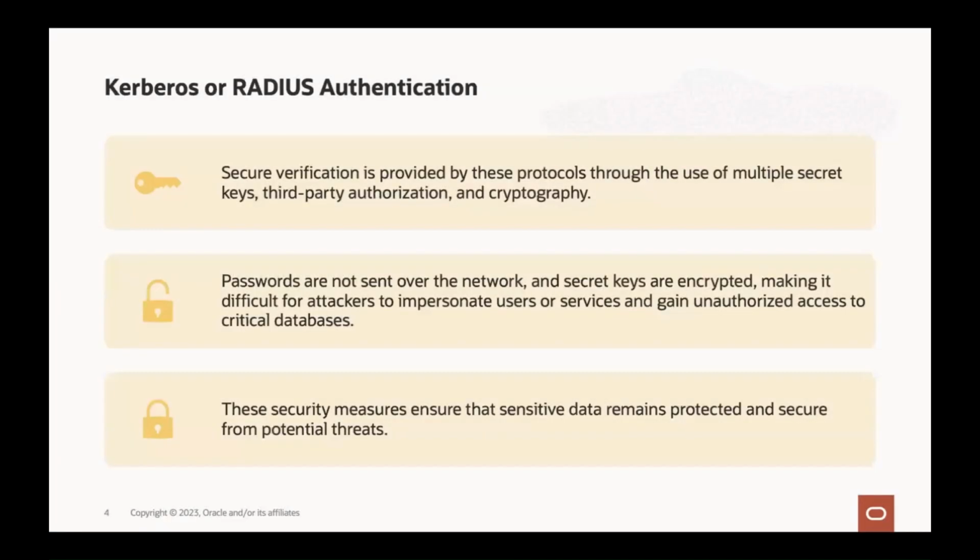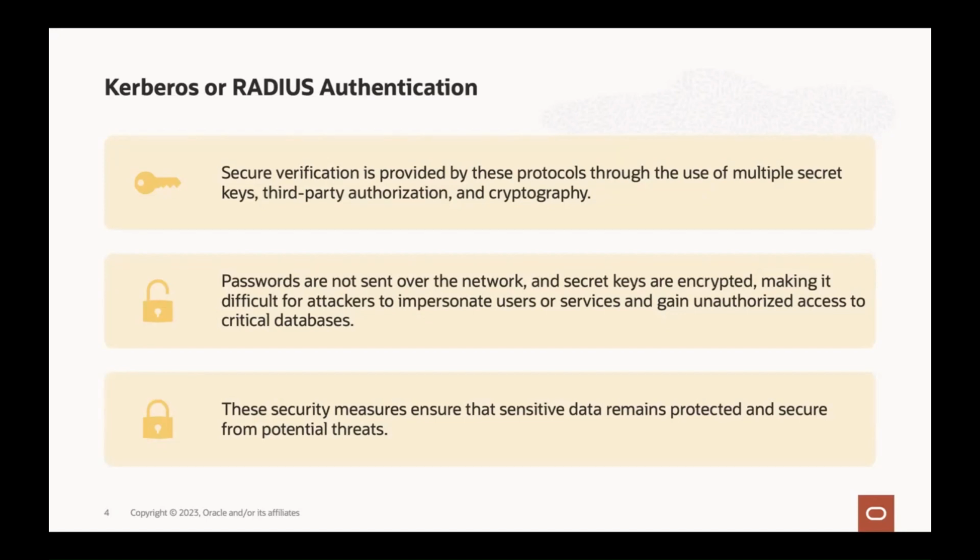Kerberos and Radius are two commonly used protocols for database authentication. Kerberos is a network authentication protocol that uses symmetric key cryptography to provide secure authentication for network services, including database access. Radius is a client-server protocol used for authenticating remote access connections to networks, including database access.